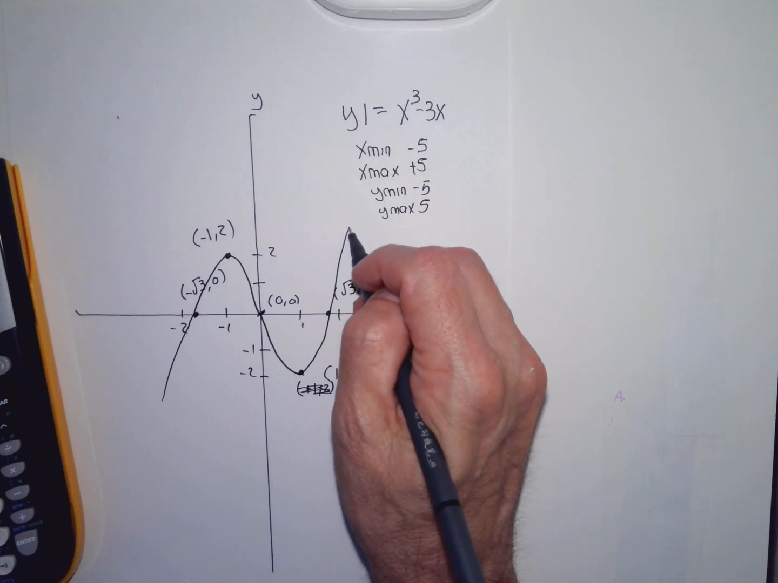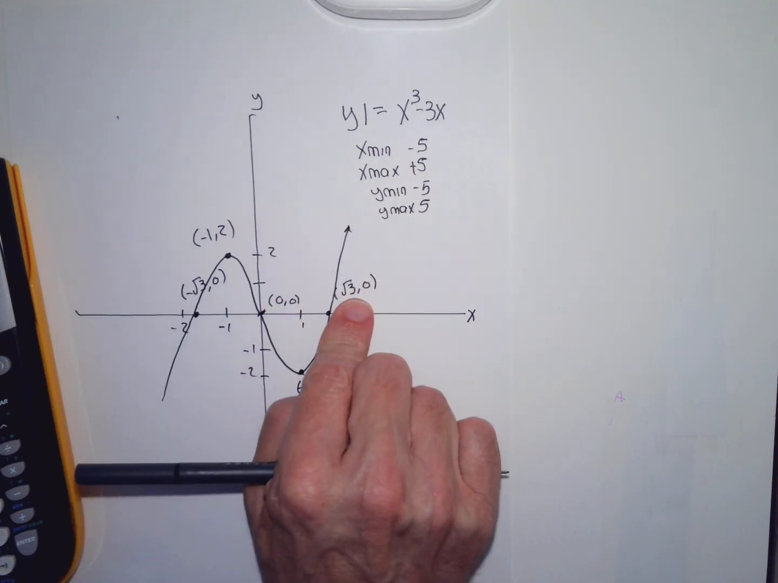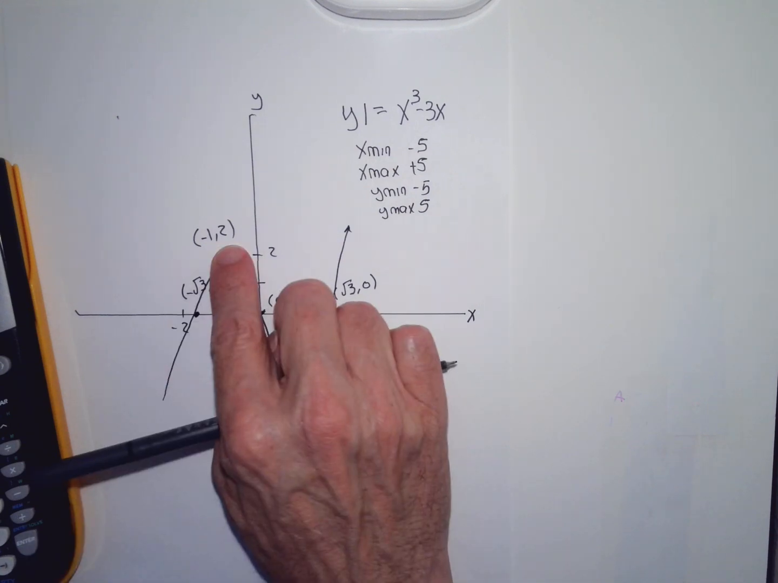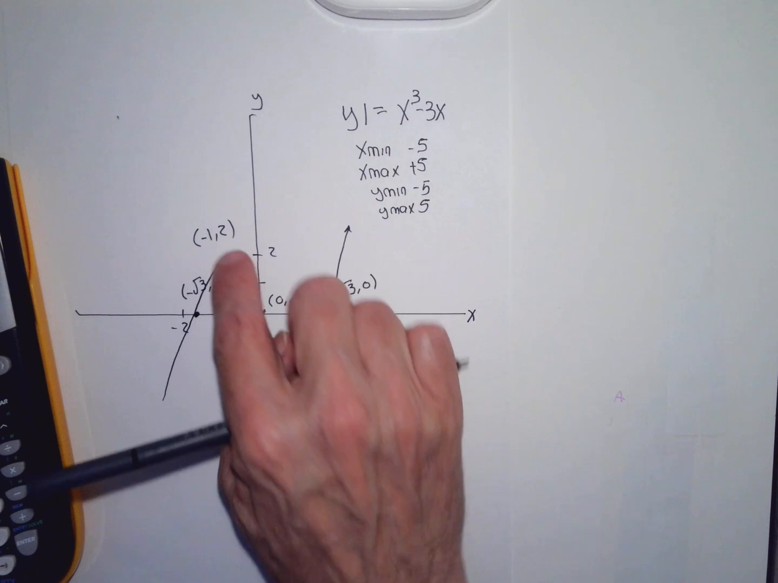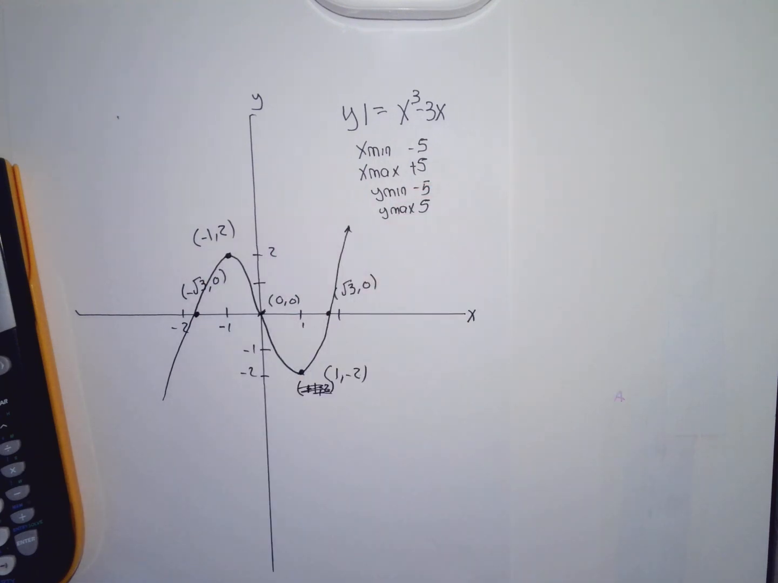So it's concave down to the left of 0, 0, it's concave up to the right of 0, 0, passes through all three intercepts, it increases between -infinity and -1, it decreases between -1 and 1, and it increases between 1 and infinity.